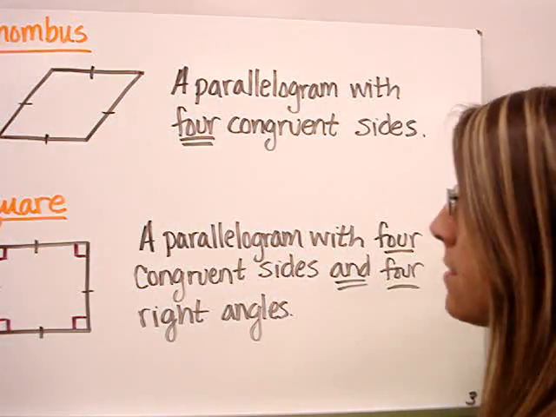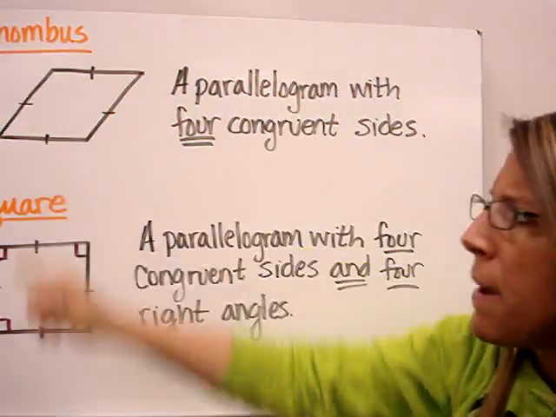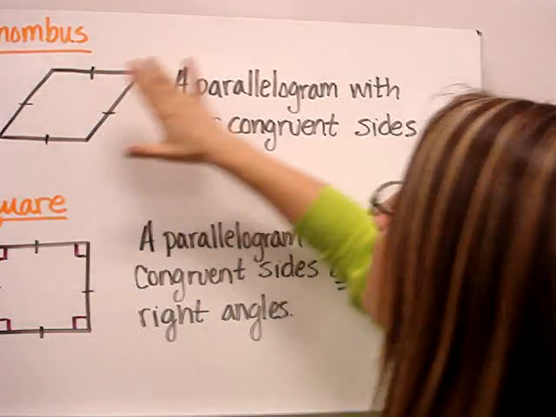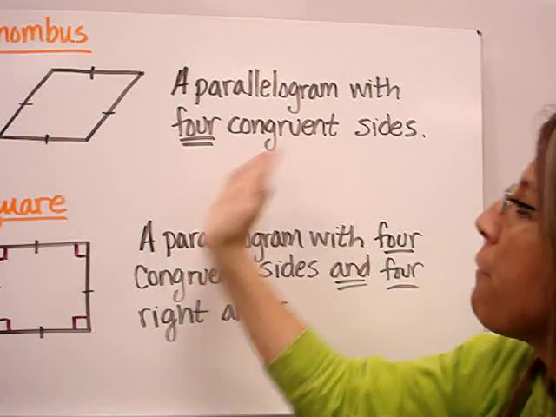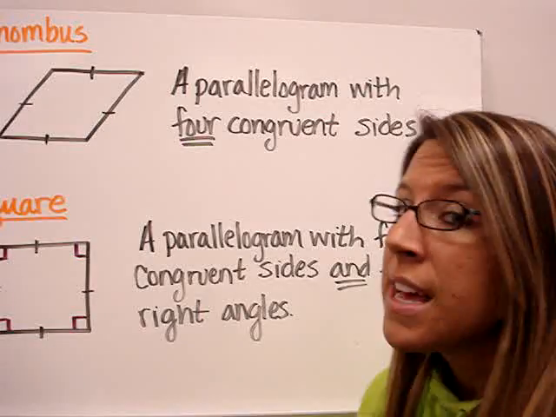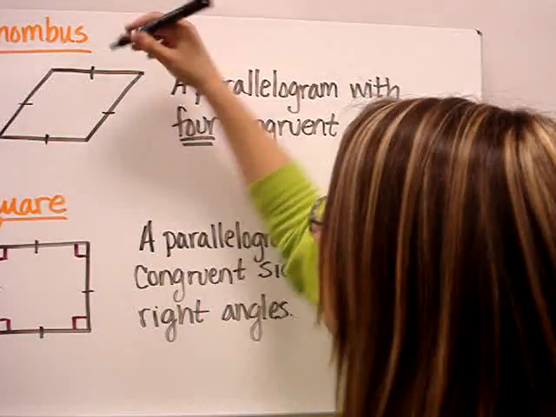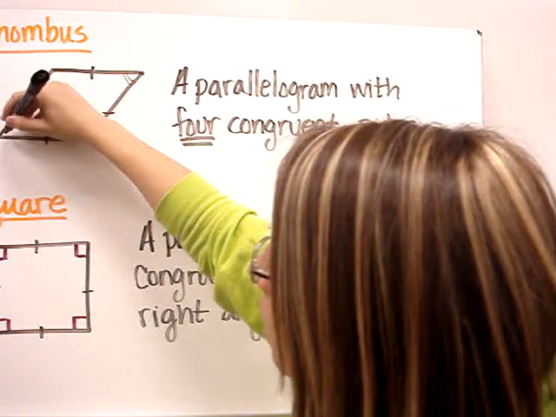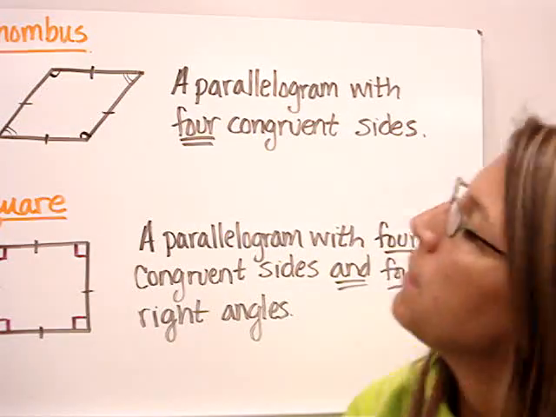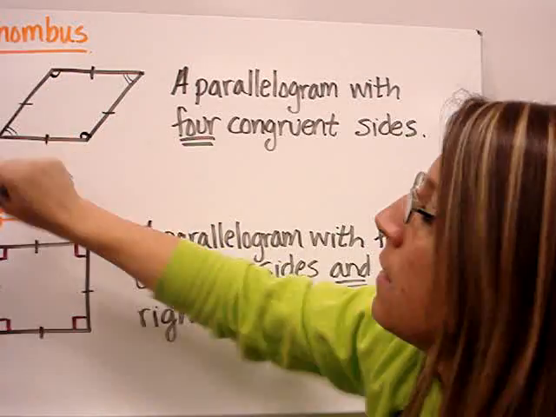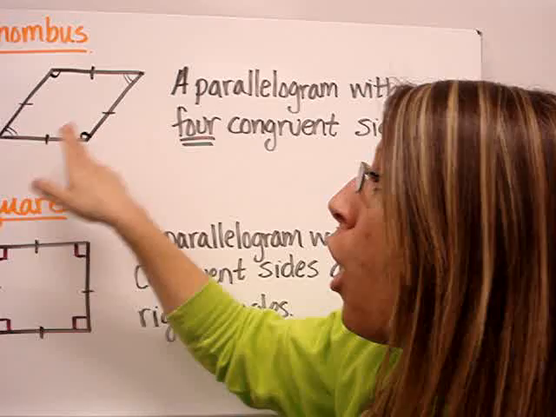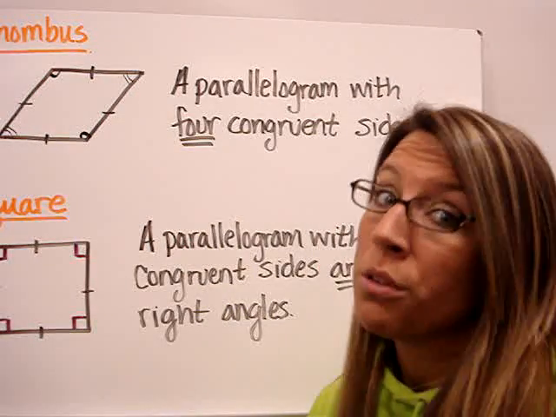Then we have a rhombus. Now a rhombus looks like a parallelogram, which it will, because the definition of a rhombus is that it is a parallelogram with four congruent sides. Now this doesn't say anything about angles, except we know that a parallelogram has opposite angles that are congruent. So these two angles would be congruent, and these two angles would be congruent with each other. These two are congruent, and these two. But what has to be true is that all four sides are congruent.